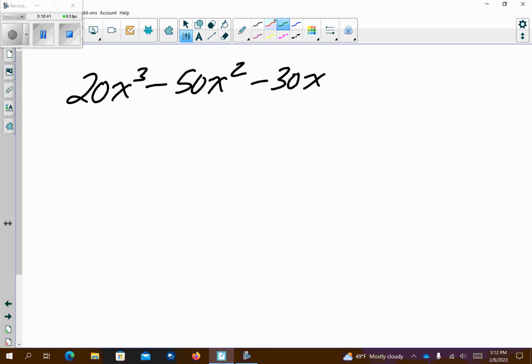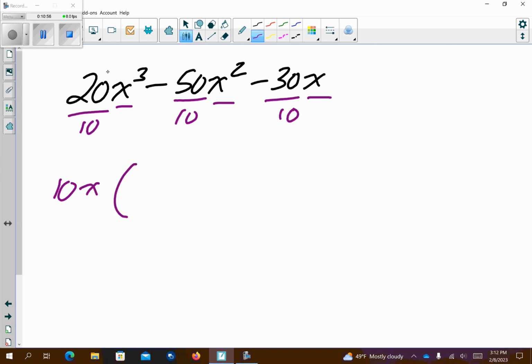Okay, sometimes I can factor a number and a letter out of everything. So I think I could divide everything by 10 right here. So 10 comes out front. But I could also factor an x out of everything. If I factor a 10x out of 20x squared, I'm left with 2x squared. Minus, if I factor a 10x out of 50x, I'm left with 5x. And if I factor a 10x out of 30x, I'm left with minus 6. So this is going to be part of our answer, so we're going to bring it down over here.